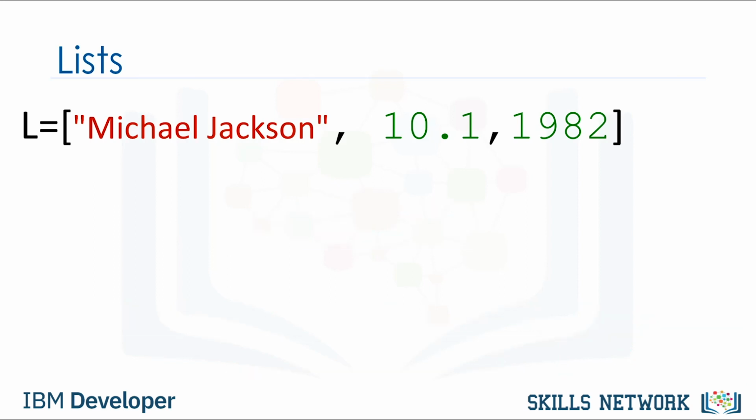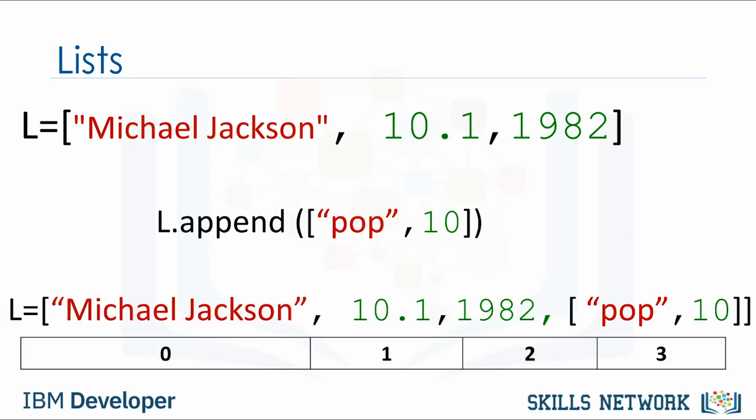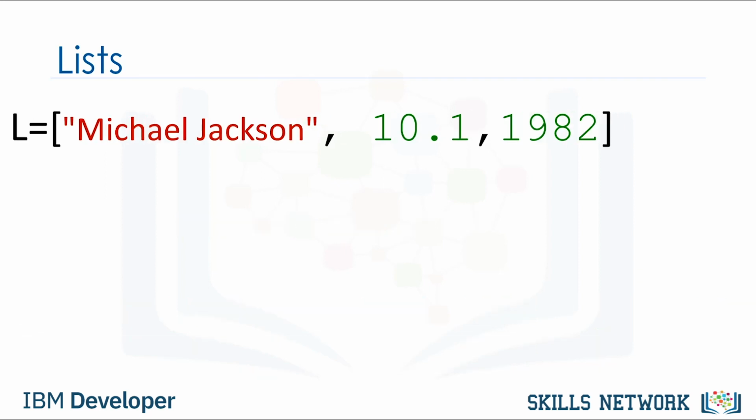Another similar method is append. If we apply append instead of extend, we add one element to the list. If we look at the index, there is only one more element. Index 3 contains the list we appended. Every time we apply a method, the list changes.